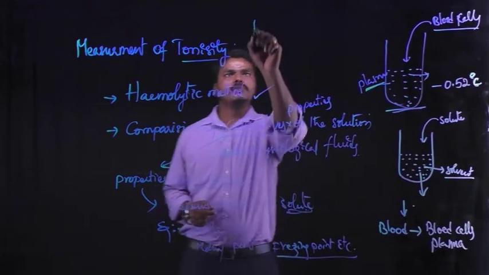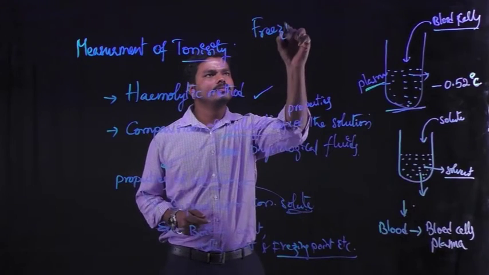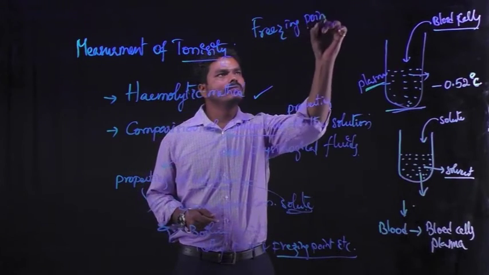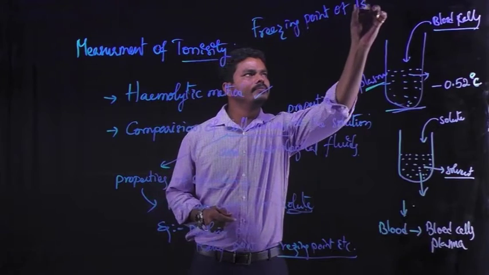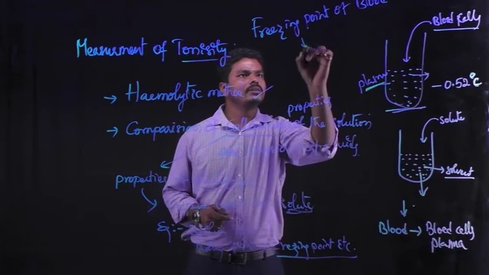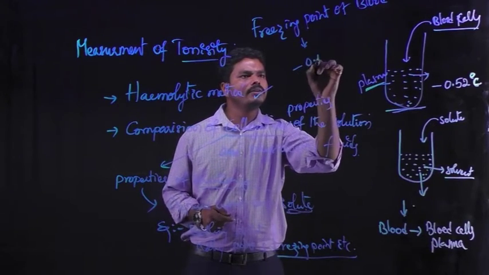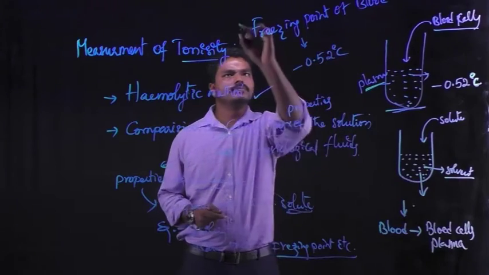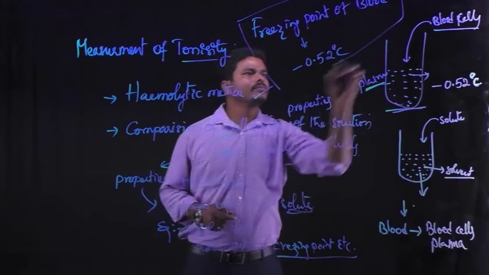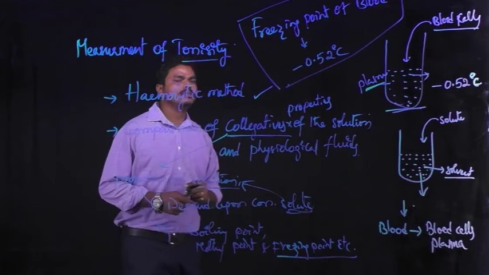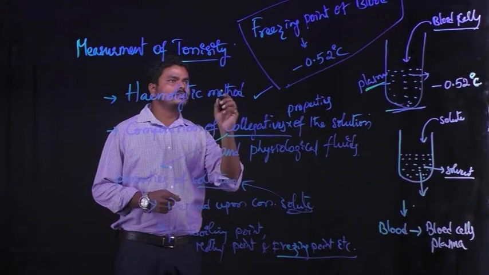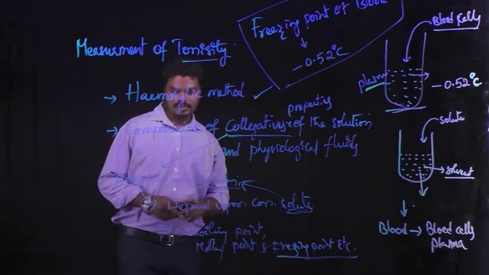So the freezing point of blood is nothing but minus 0.52 degrees centigrade. Okay.